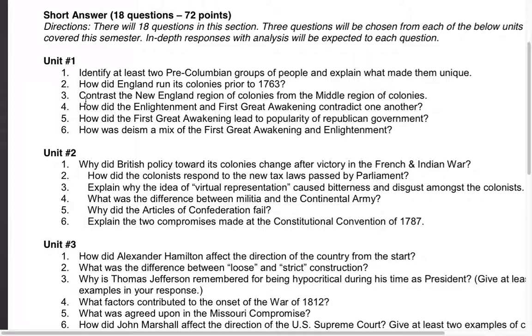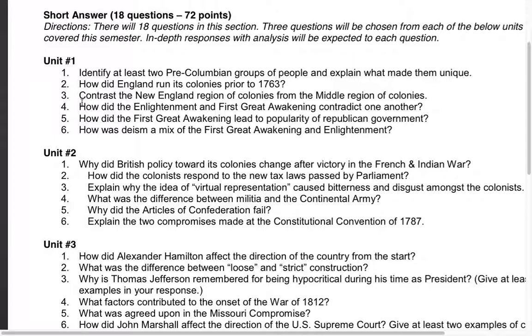Moving on to question number 2. How did England or Great Britain run its colonies prior to 1763? In 1763, the French and Indian War ended, which caused a large increase in debt for Great Britain. And so this led to an ending of the policy called salutary neglect.